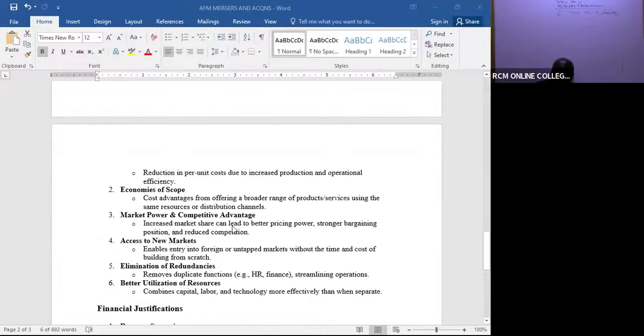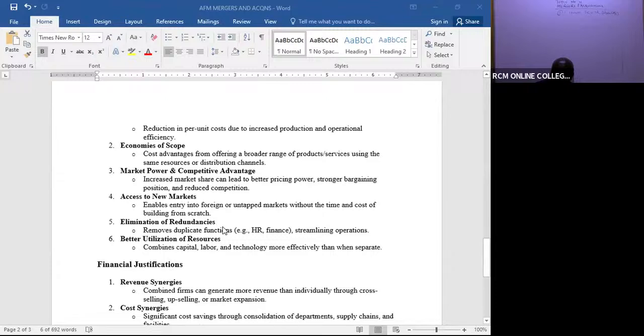Then we have market power and competitive advantage now that we have come together. Increased market share can lead to better pricing power, so you can price a little bit higher, a stronger bargaining position, and reduced competition. Then another economic justification is access to new markets. It enables entry into foreign or untapped markets without the time and the cost of building from scratch.